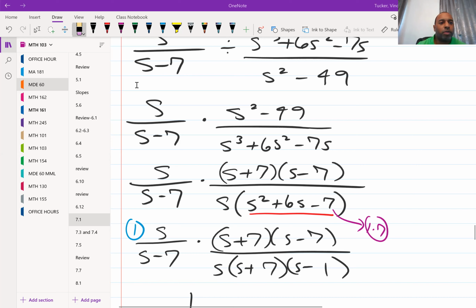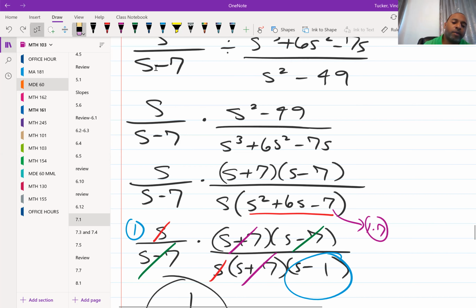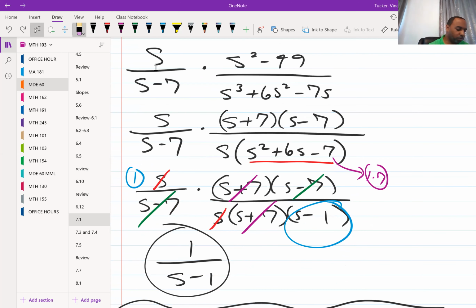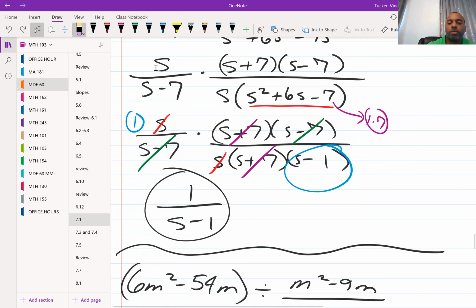So now we're looking to cancel out some stuff. If we cancel out s, cancel out s + 7, cancel out s - 7, what you're left with is just 1 over s - 1. All right, any problems before we do another one?